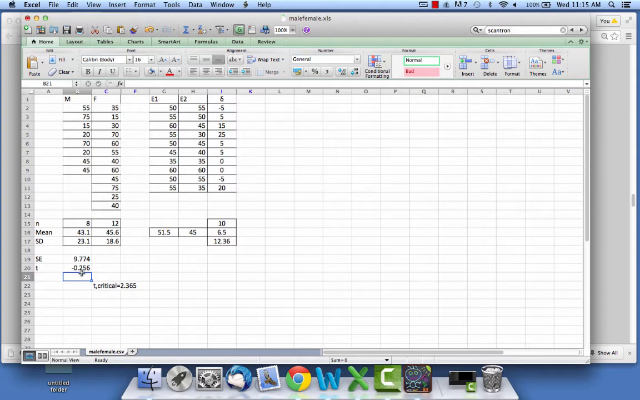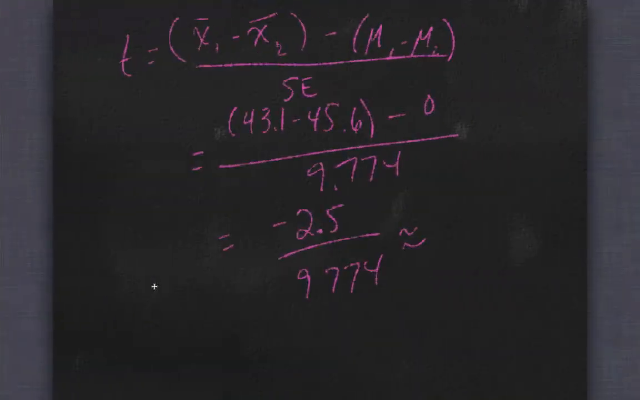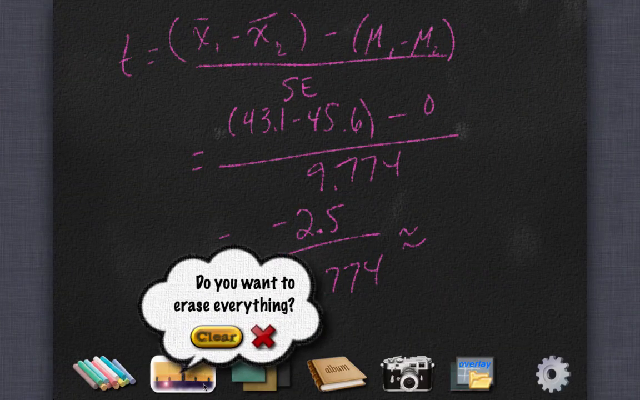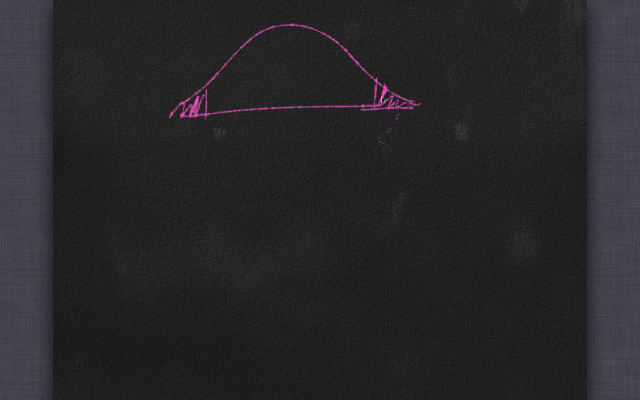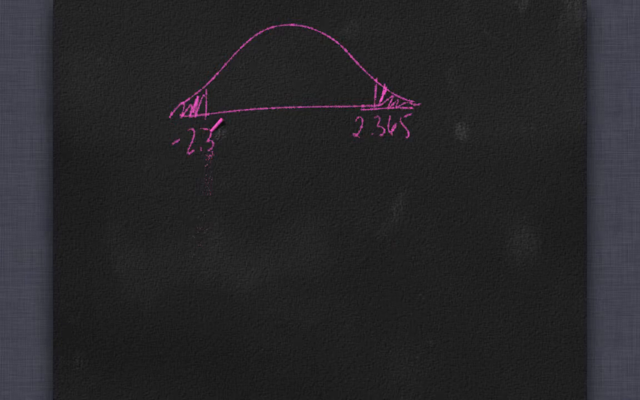And that is compared with plus or minus 2.365. It's certainly closer to 0 than that. So remember what that looks like: here's a curve. I've got these little tails that are the reject regions, and this is 2.365. And this one's negative 2.365. And then I'm over here at negative 0.25 something. So I'm way, way close to 0 relative to these standard deviations.